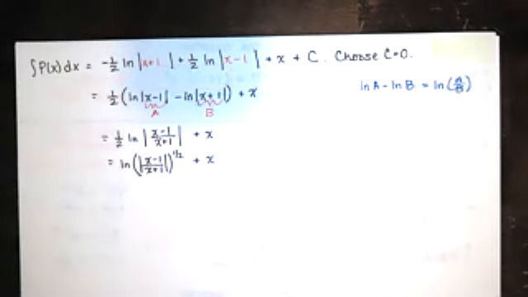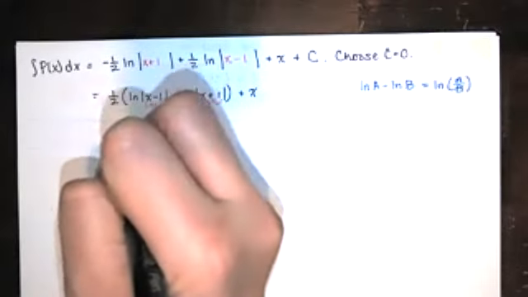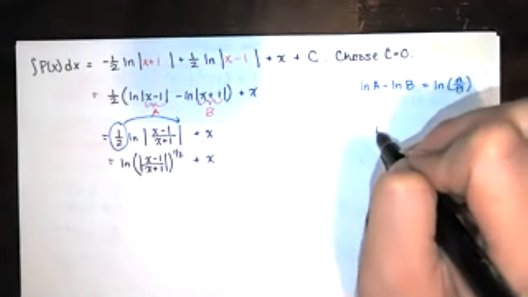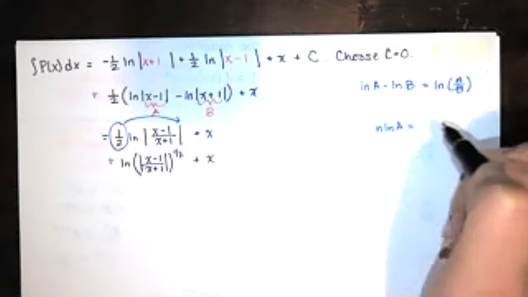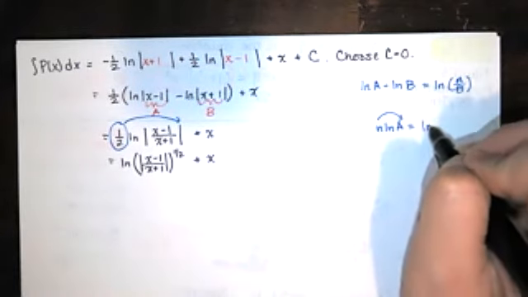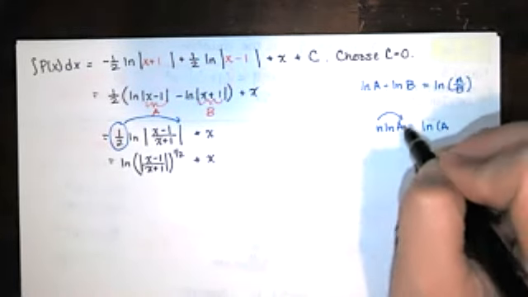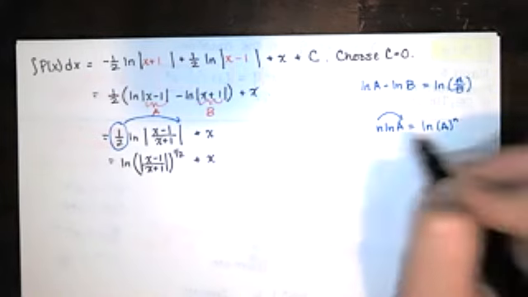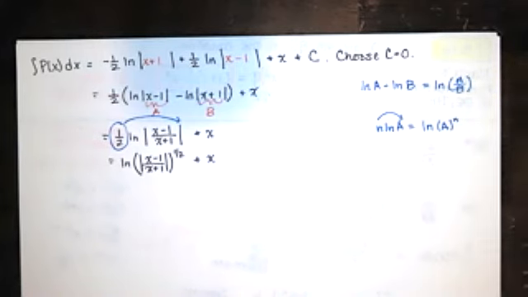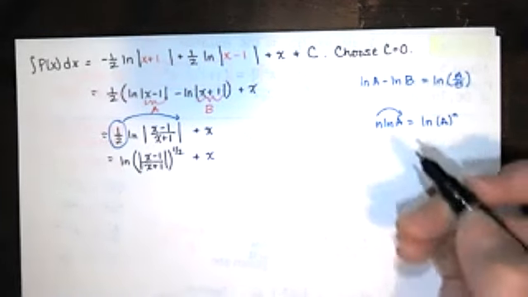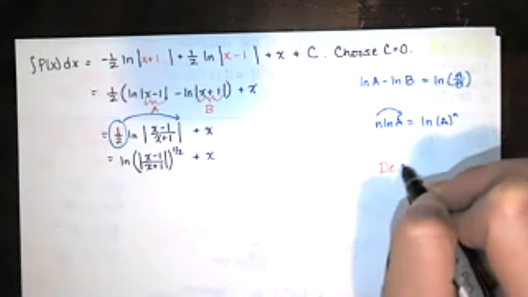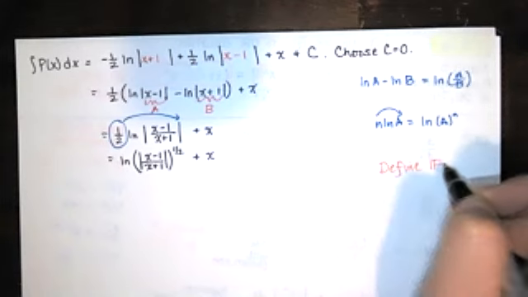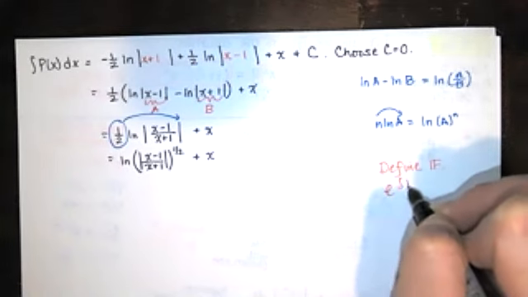And the reason we can do that is because we've got a constant in front of a logarithm. And we know from pre-calculus that that's the same as natural log of that expression inside raised to that constant power. So we have this as our antiderivative of p of x. And now we can use it to define our integrating factor. The integrating factor is always e to that power.